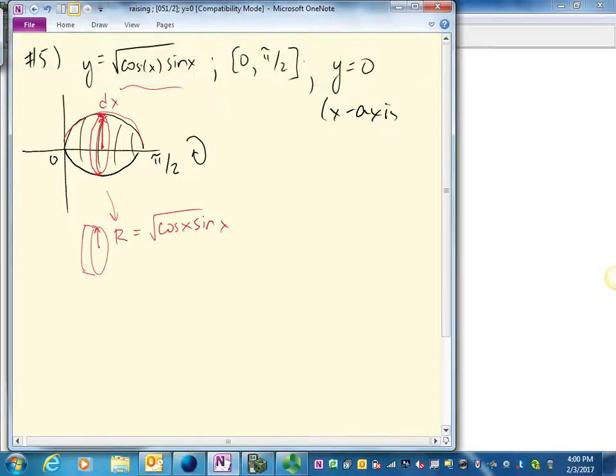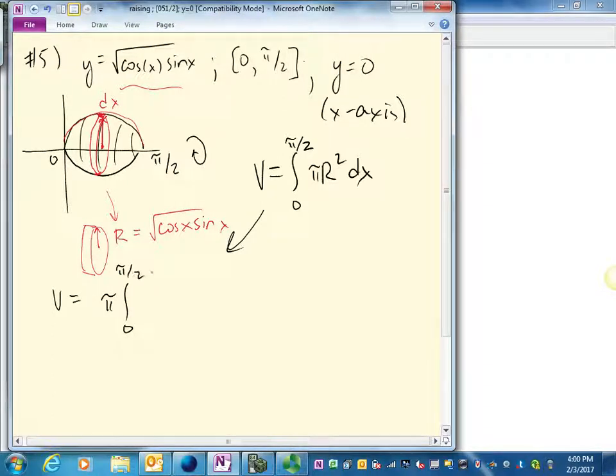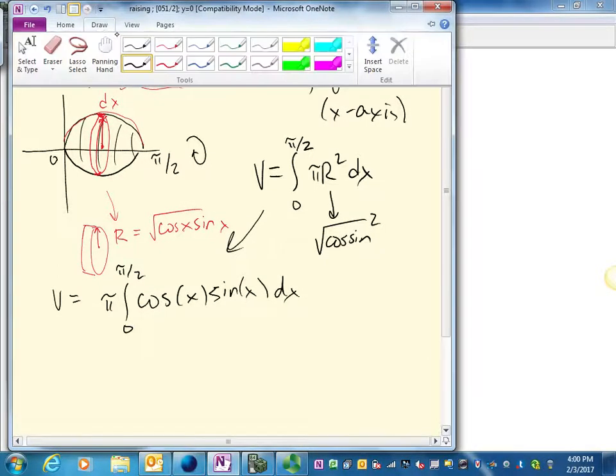I'm ready now to put this into my volume of a revolution formula. So volume is the integral of this function from 0 to pi halves, and then pi r squared to get the area of the circle, so pi r squared, and then dx is the thickness for these disks. So volume is, I can pull the pi out, 0 to pi halves. I'm going to square r, which leaves me with just the cosine and sine left. So I'm going to go ahead and write that, cosine of x, sine of x, dx.